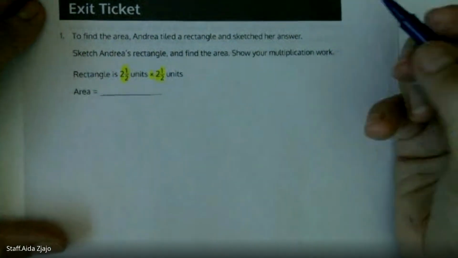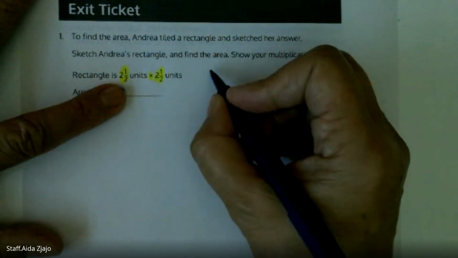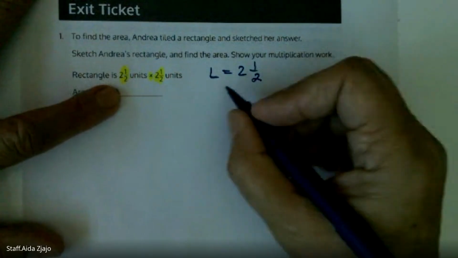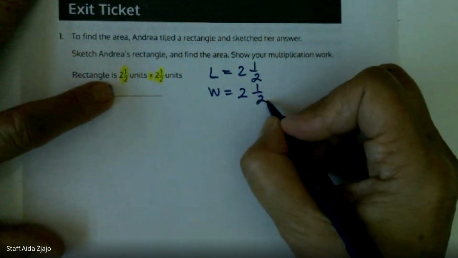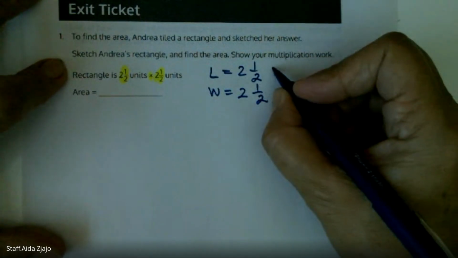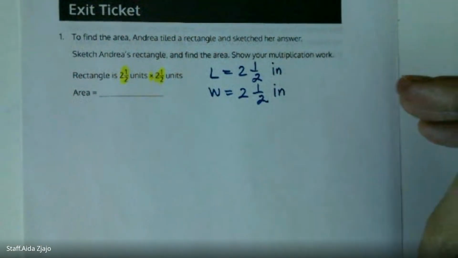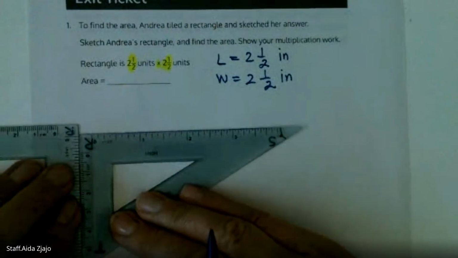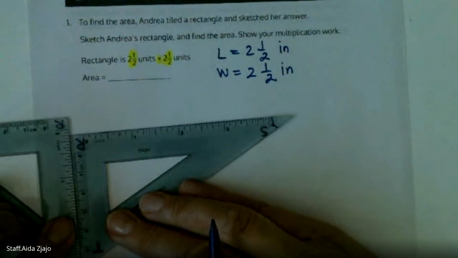So what that means is that the rectangle has a length that is 2.5, and the width is also 2.5 units. Because I'm going to use inches, I'm going to call those inches. It could be any unit, but Mrs. Z is going to do the precise work, so we will do the inches. First, we're going to do the length.